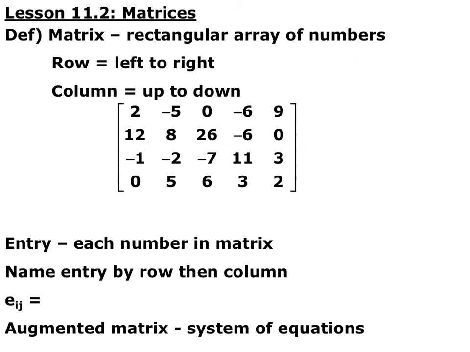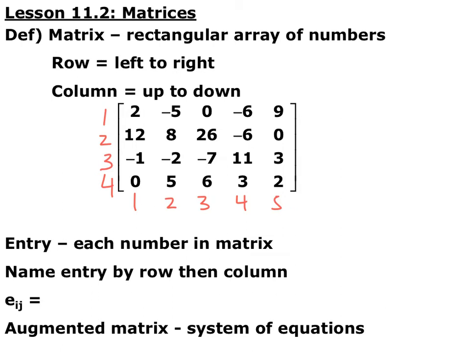Section 11.2 is an introduction to matrices. A matrix is a rectangular array of numbers that we denote with the brackets. We talk about the rows, which go left to right, and the columns, which go up to down, of a matrix. So, for example, this matrix has 4 rows and 5 columns.